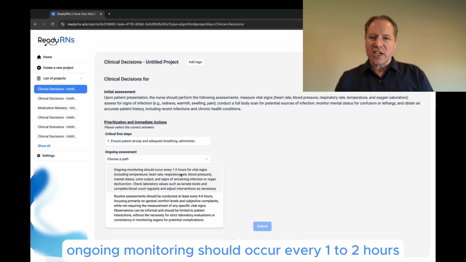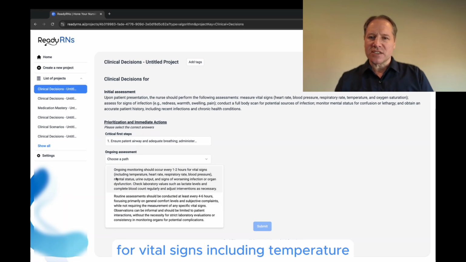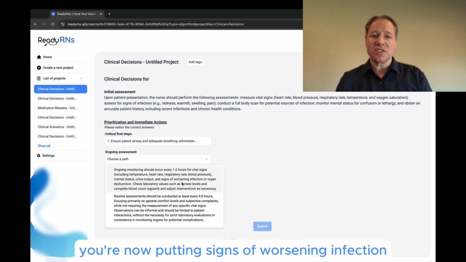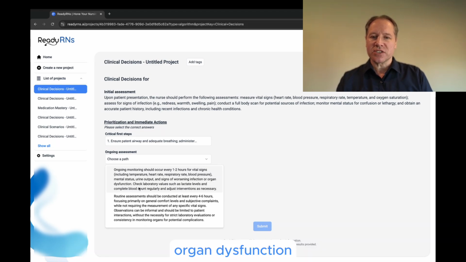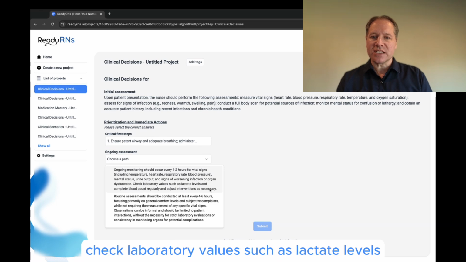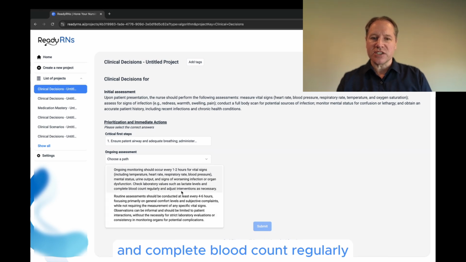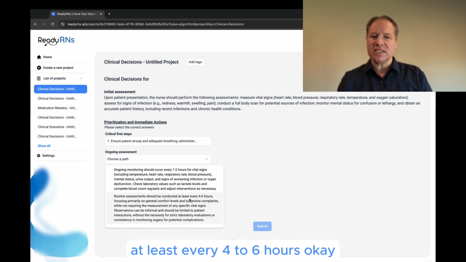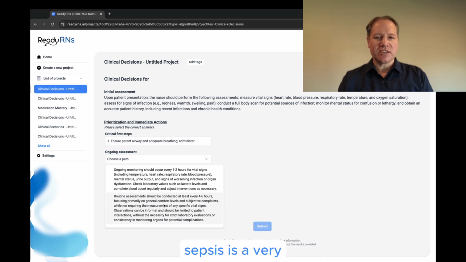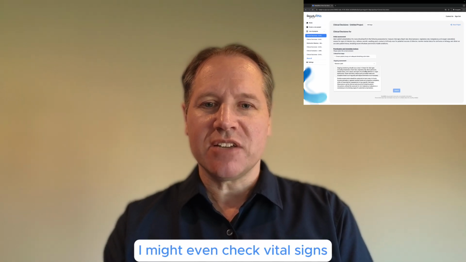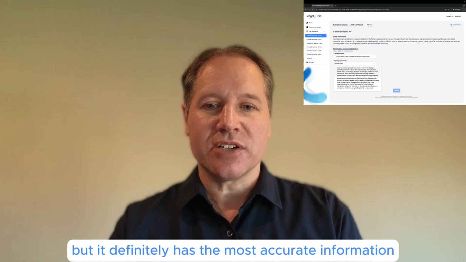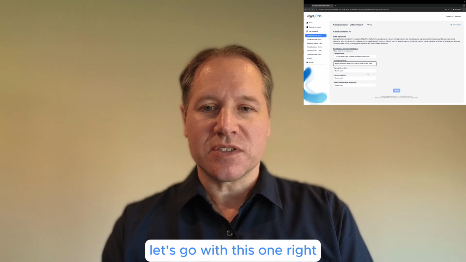Ongoing monitoring should occur every 1 to 2 hours for vital signs, including temperature, heart rate, respiratory rate, and blood pressure, mental status, urine output, and signs of worsening infection or organ dysfunction. Check laboratory values such as lactate levels and complete blood count regularly and adjust interventions as necessary. Routine assessments should be conducted at least every 4 to 6 hours. Okay, sepsis is a very concerning issue, so I might even check vital signs a little bit more often, but it definitely has the most accurate information here. Let's go with this one.